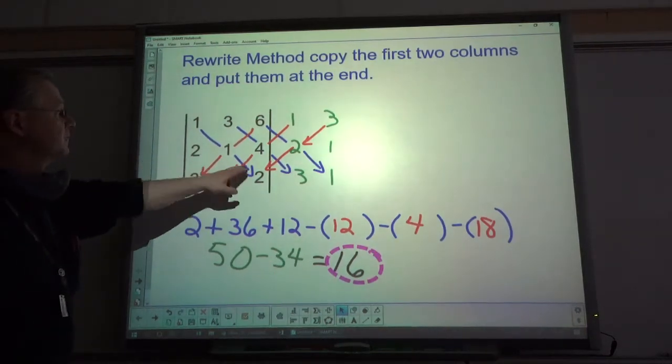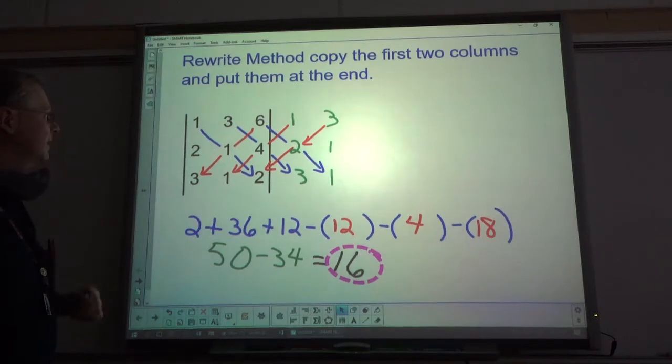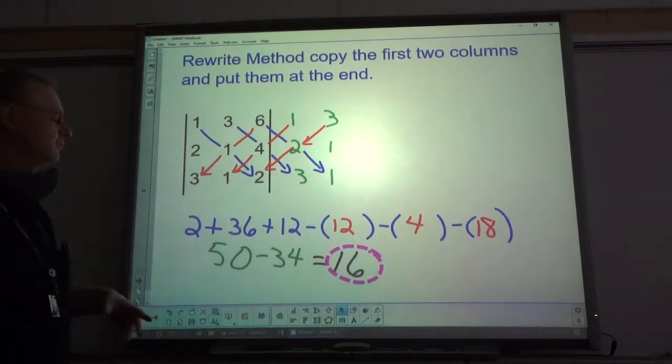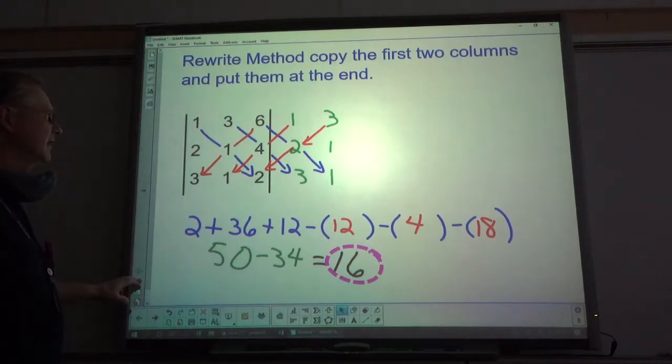All right, 1 times 1 times 2. Don't forget, 1 times 1 is 1. 1 times 2 is 2. Very easy to make that mistake of saying 1 times 1 is 2 times 2, 2 times 1 is 3 by mistake, because you're adding.